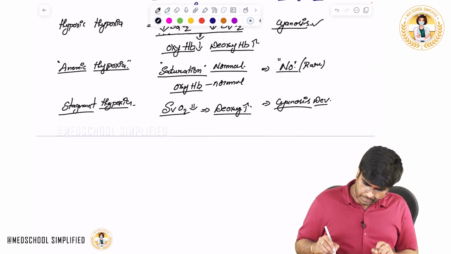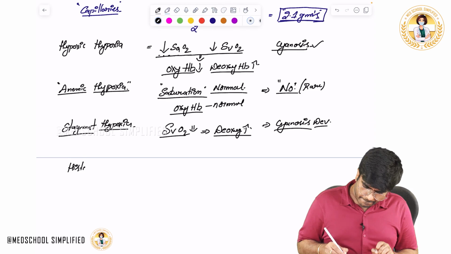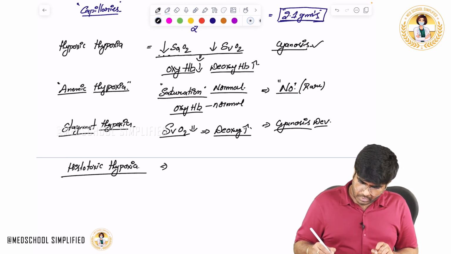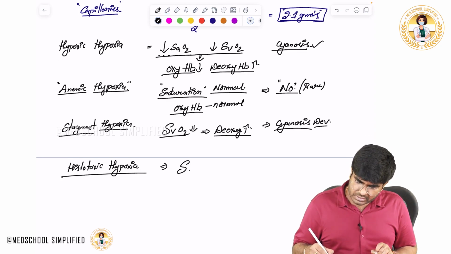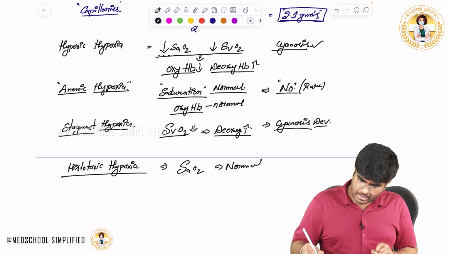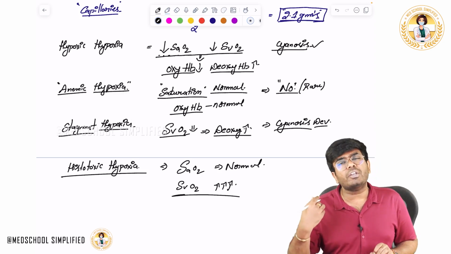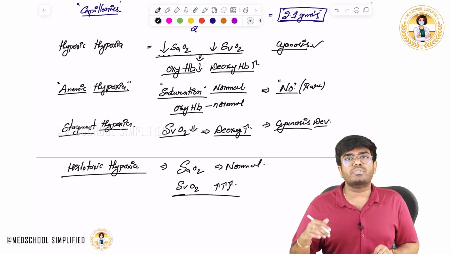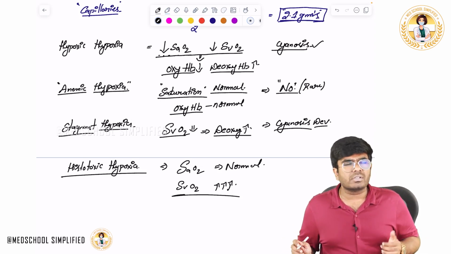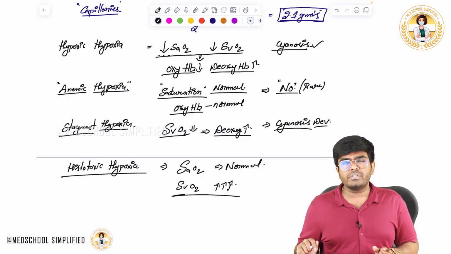Next, in histotoxic hypoxia, you tell me, what about the saturation of oxygen in the arterial blood? Saturation is normal. And what happened to the saturation of oxygen in the venous blood? It's even more saturation of oxygen, because the tissues are not using the oxygen. The tissues are not at all able to use the oxygen. So where is the oxygen? Oxygen is with the hemoglobin. Oxygen is not going into the tissues.